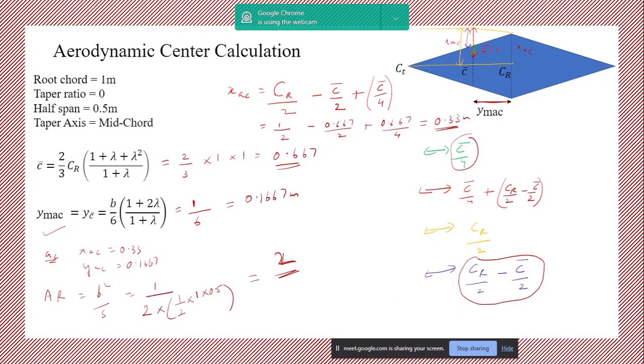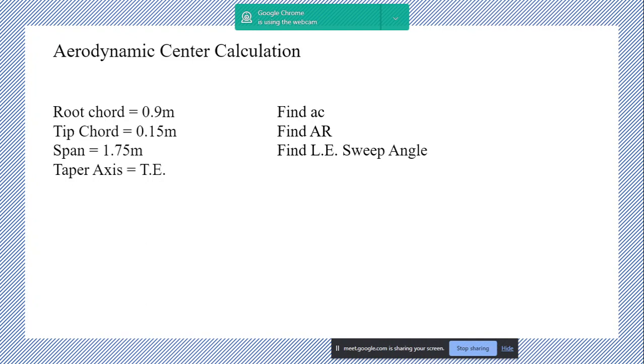Shall I move on? Yeah, sure. Yes, quarter of the mean chord. Yes. But from the leading edge of the root. Yes. Okay. Let's move on. We'll try another problem.